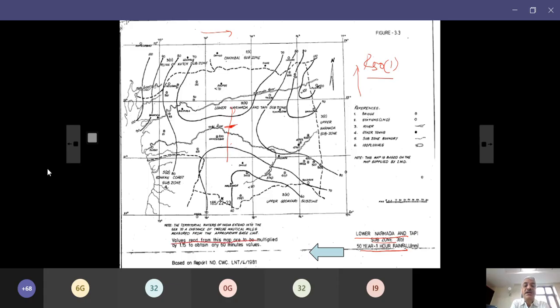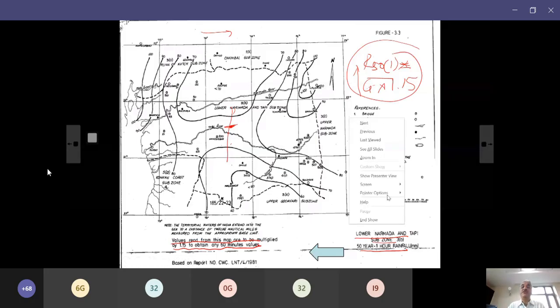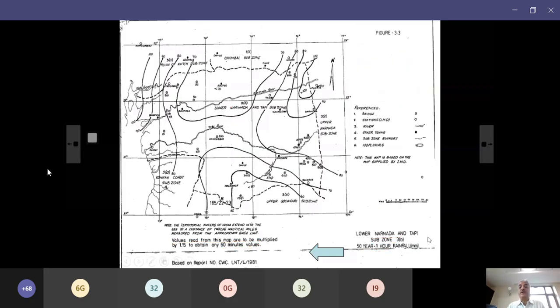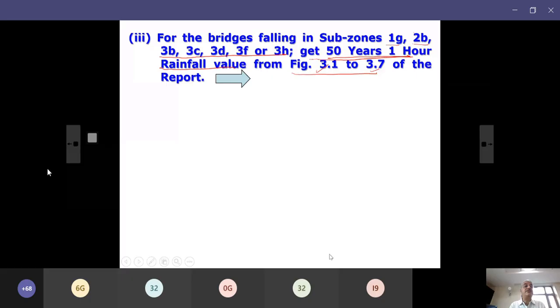Values read from this map are to be multiplied by 1.15 to obtain 60 minutes values. So there you may have to multiply this value, whatever value you are getting. So for that value from this graph multiplied by 1.15. So you will get R51 straight away because this is most accurate. So wherever accurate data is available, we will use that. But for every zone, this data is not available.